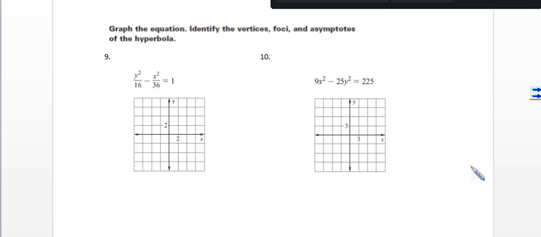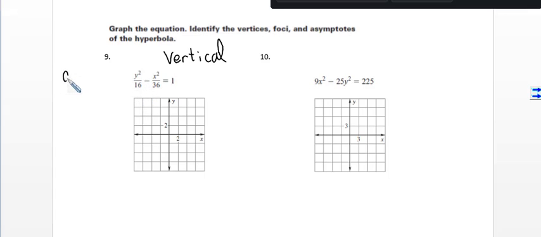Graph the equation, identify the vertices, foci, and asymptotes of the hyperbola. Look at the subtraction and see which one is first. We have y squared subtracting x squared. So the y squared subtracting the x squared is telling me that it's vertical. The a value is underneath the y squared, so the a squared is 16.